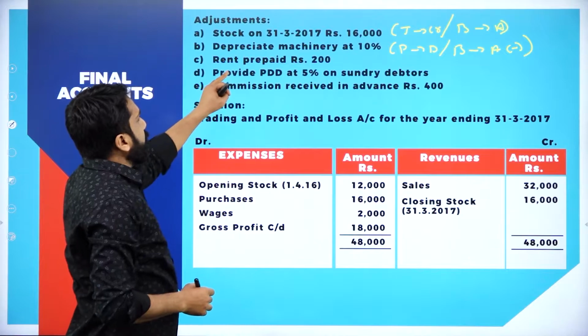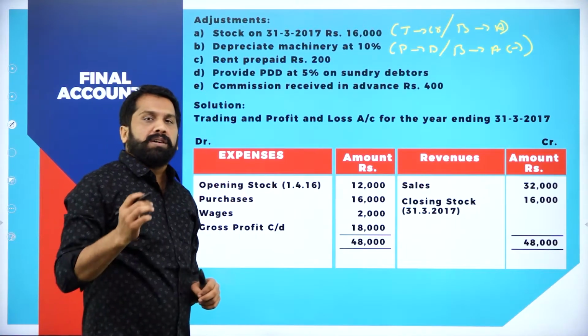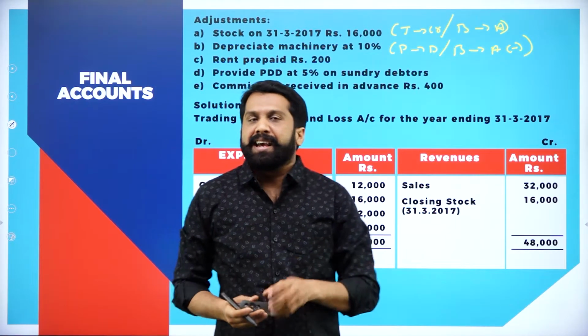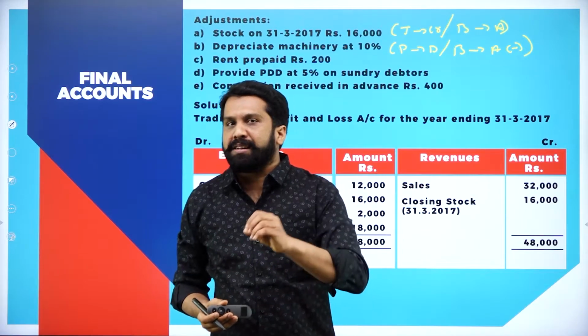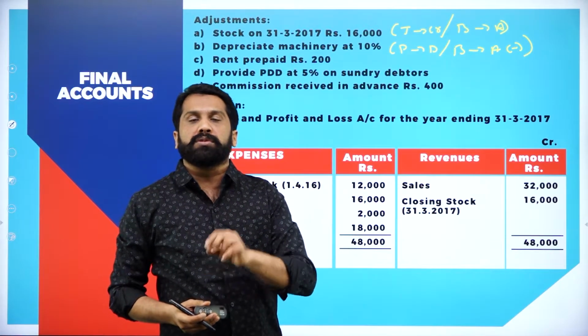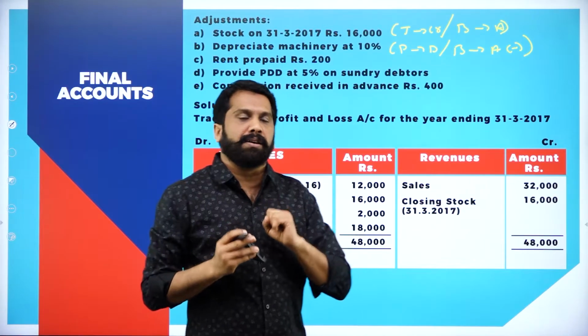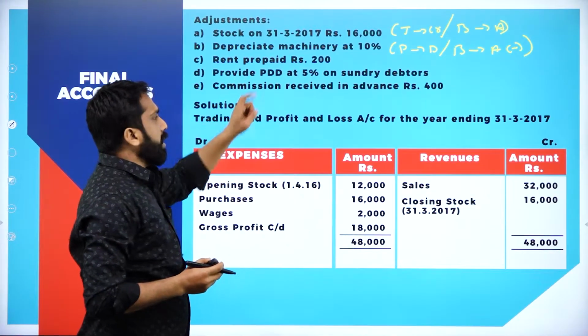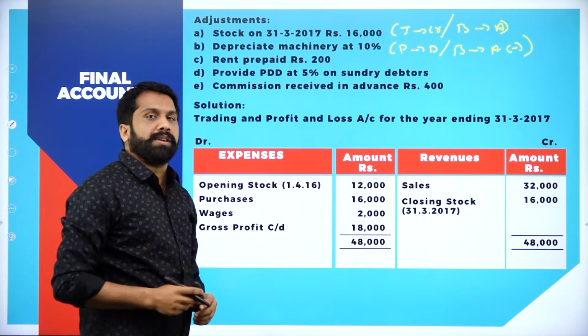What is the next one? Rent prepaid. You know what the adjustment for that is? Any prepaid is paid in advance. What should you do? You have to minus. Now, from the rent, you have to minus. What is the one more effect?